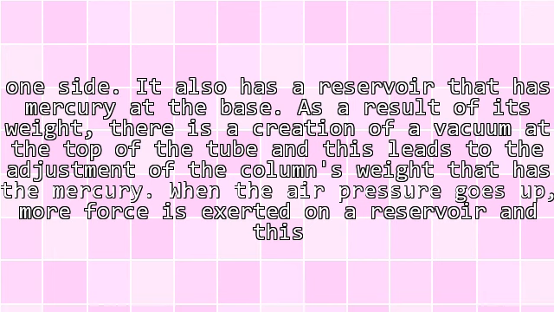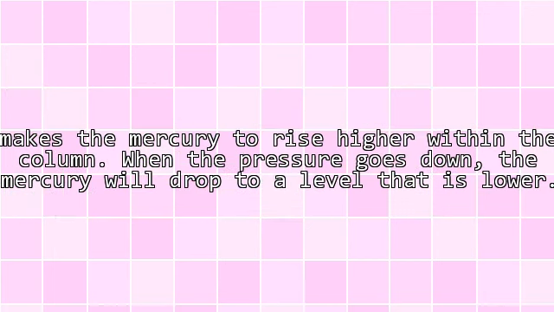As a result of its weight, there is a creation of a vacuum at the top of the tube, and this leads to the adjustment of the column's weight that has the mercury. When the air pressure goes up, more force is exerted on the reservoir, and this makes the mercury rise higher within the column. When the pressure goes down, the mercury will drop to a lower level.